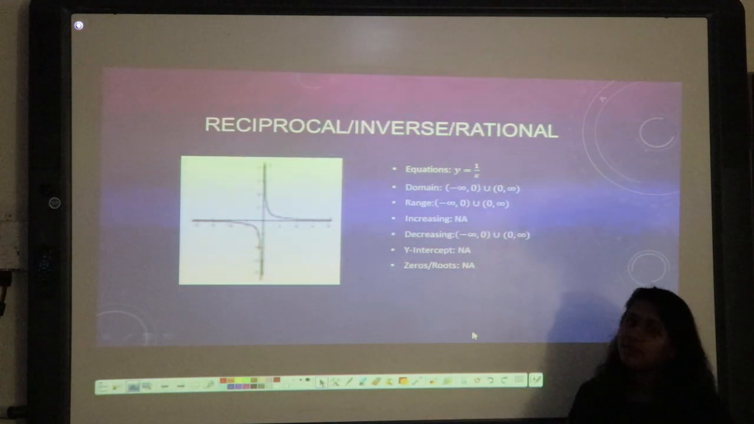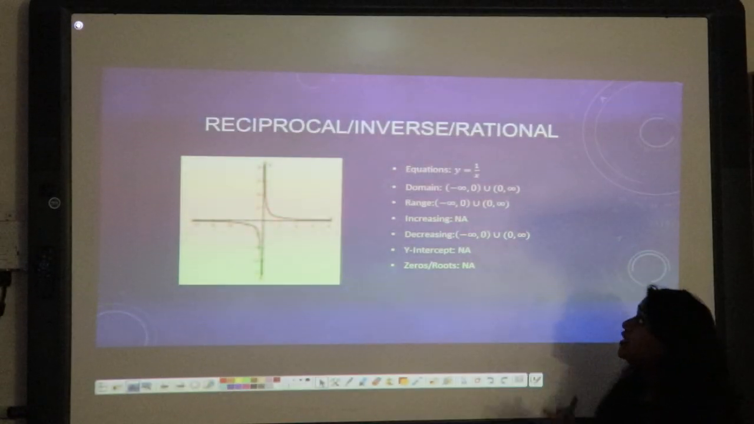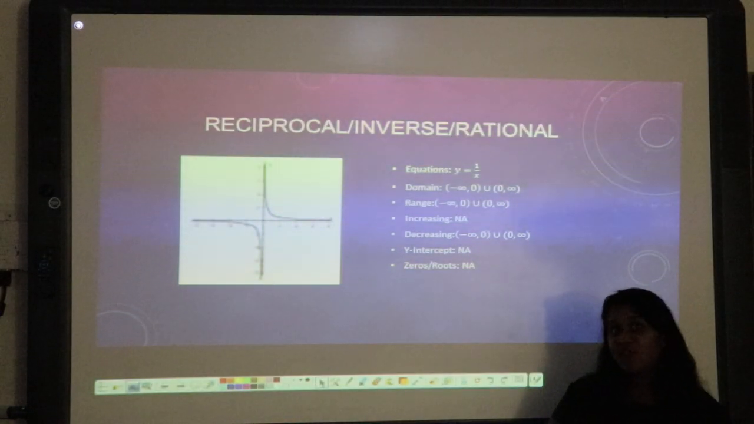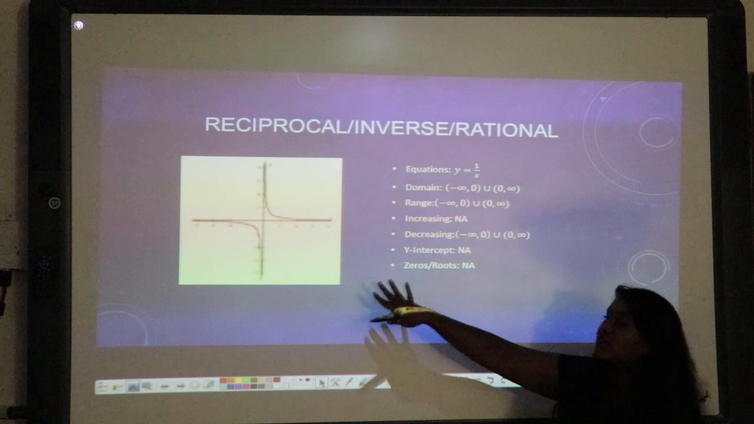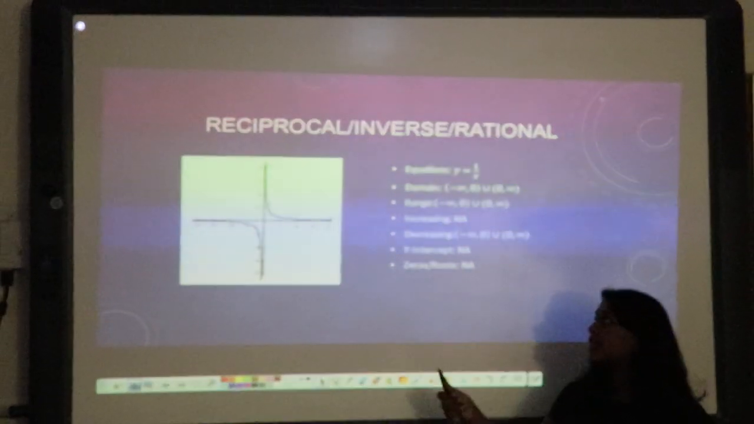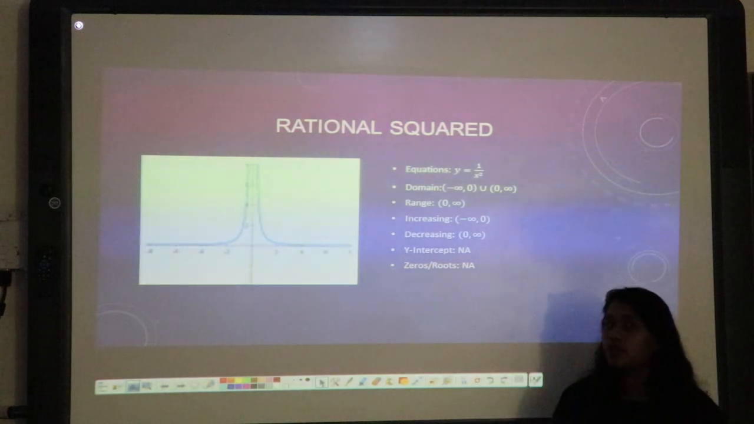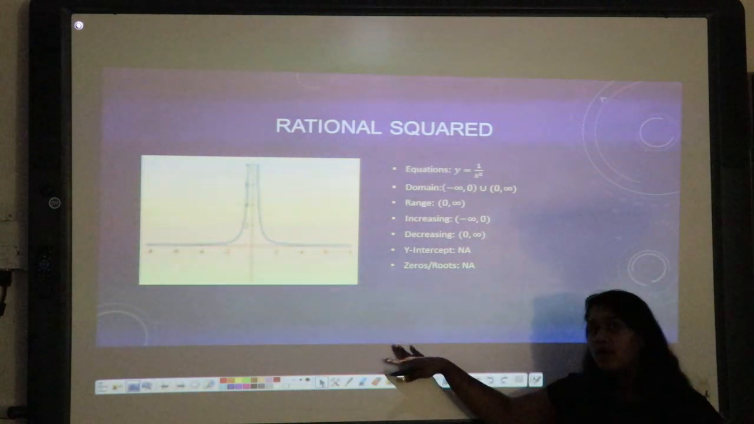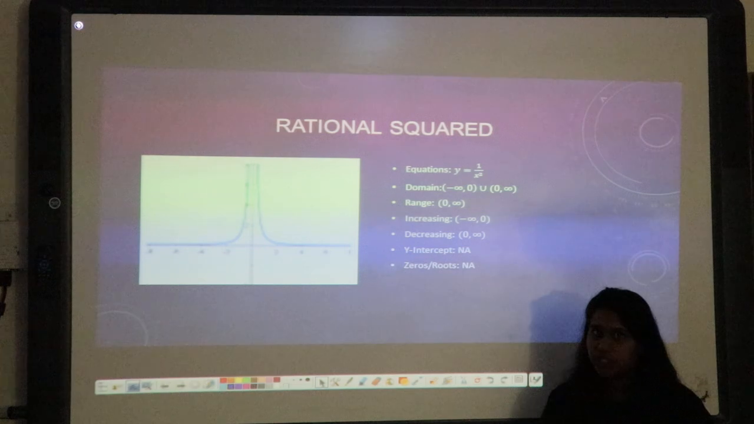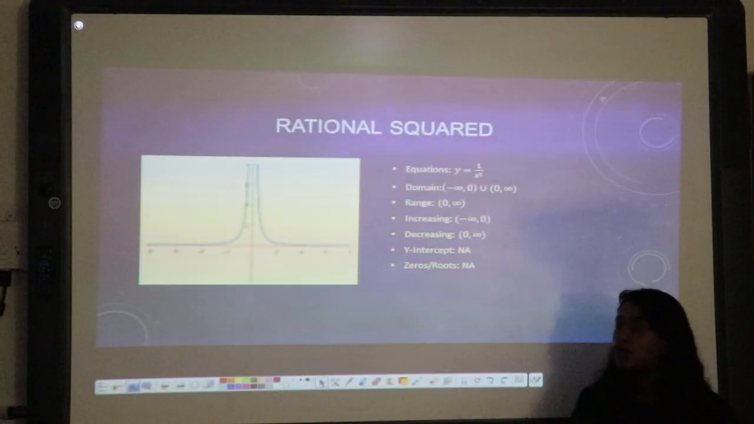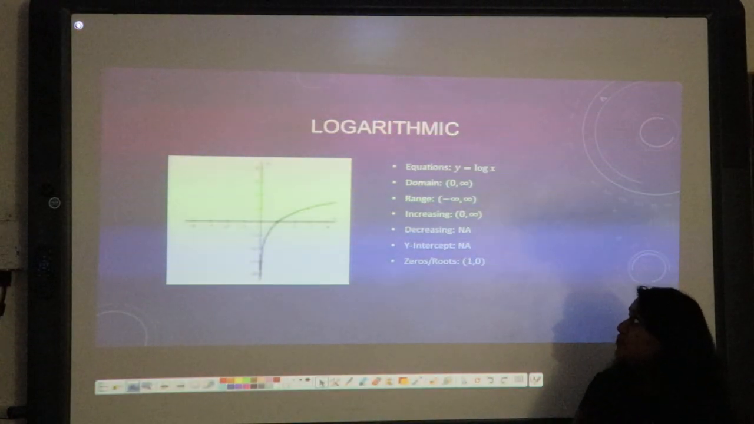My reciprocal, you know, it can be called reciprocal, the inverse, and it can technically be called rational because it is a ratio, it is a fraction. The standard one is simply 1 over x, but we also have a rational squared, so that's 1 over x squared, and then we can explore all sorts of rational functions there on in, and it just becomes more complicated and more complex.